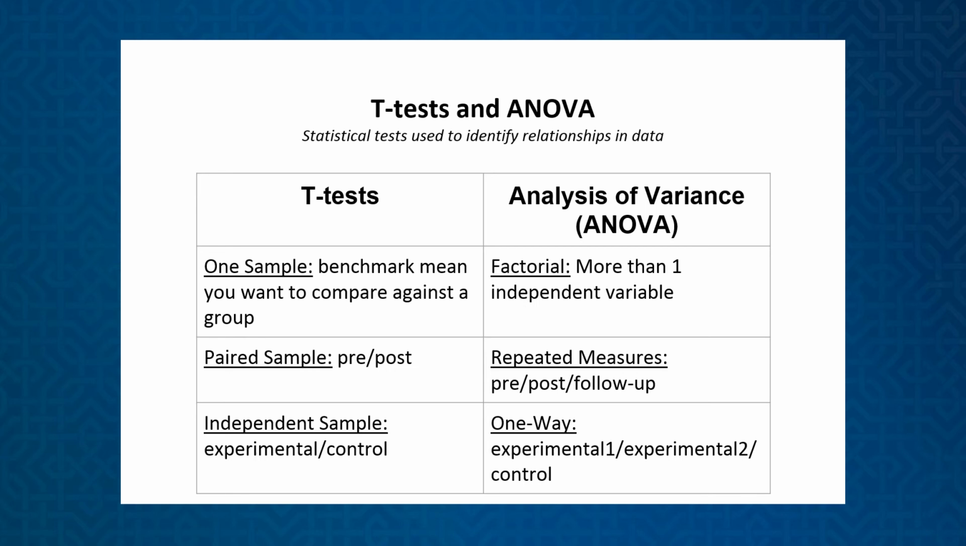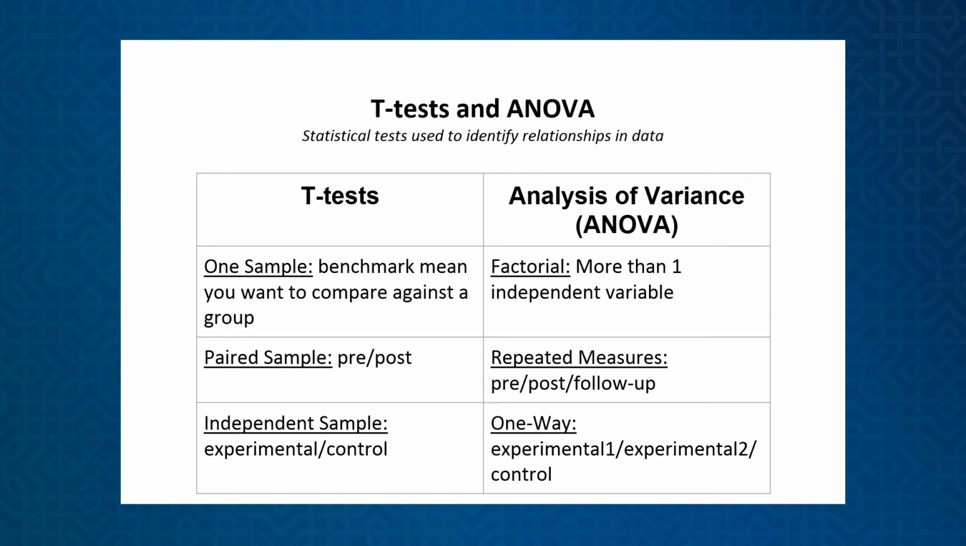At this point, we're going to turn to looking at different types of statistical tests that you could use to try to identify relationships in your data. The first two are the t-test and the analysis of variance, or Anova. Within t-test, there's one sample t-test, paired samples t-test, and independent samples t-test. The one sample t-test would ordinarily be used if you already have a benchmark mean and you want to compare a group that participated in a program against that mean. So for example, you might have a national norm or something like this.